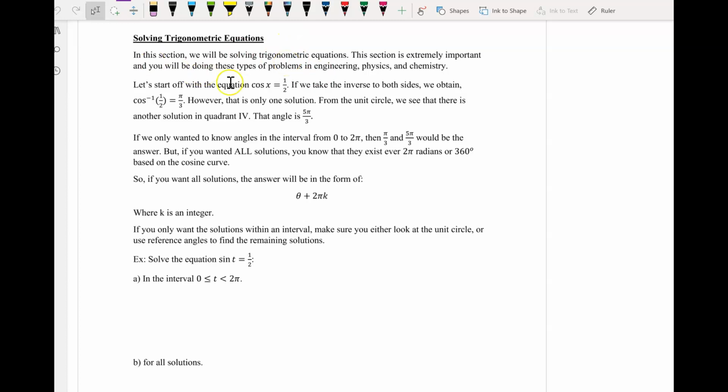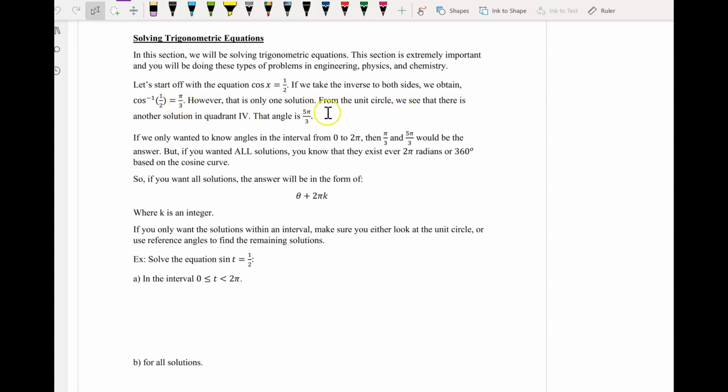So how do we go ahead and solve a trig function? So let's just give you a little reminder. If we wanted to find the equation cosine x equals 1/2, we would take the inverse to both sides. So we can take arccosine to both sides. And you can see that the cosine inverse of 1/2, if you use your calculator, you might get pi over 3. But remember, cosine inverse has a restriction from 0 to pi. So you will only get the angle that is in pi over 3. That's in quadrant 1 or 2.